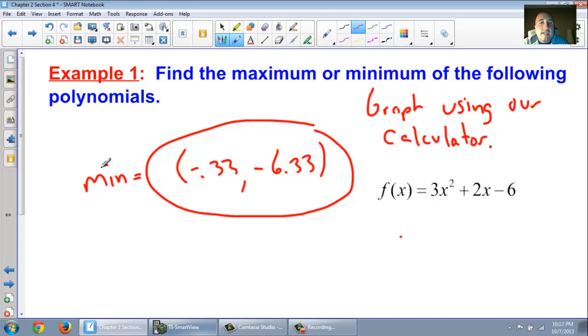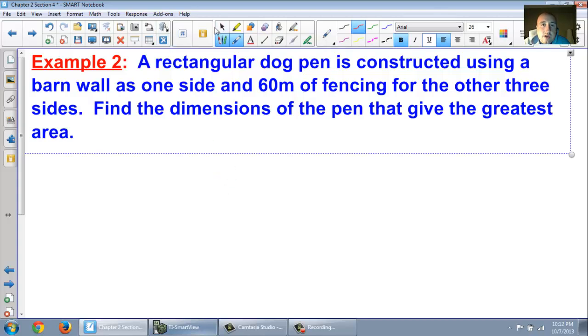Okay, so the minimum equals negative 0.33, comma, negative 6.33. So that's how you use your calculator to find minimum or maximum. Okay, so let's look at example 2. Okay, a little bit harder here.